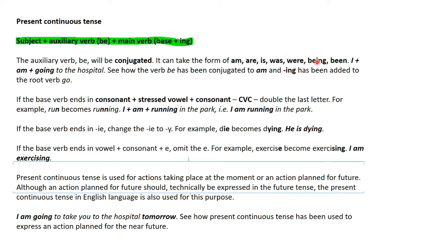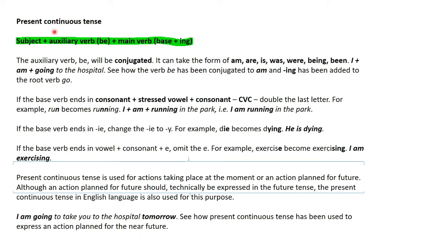Being is the present participle form of the verb to be, and been is the past participle form of the verb to be. Being is one of the auxiliaries in the present continuous tense, and been is one of the auxiliaries in the present perfect tense. The main verb in the present continuous tense is a verb in its present participle form, that is the root form of the verb with the suffix ing added to it.